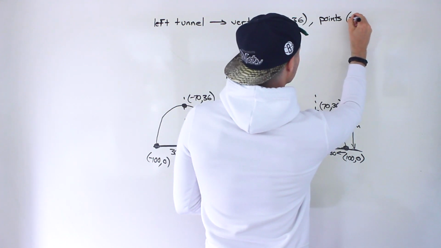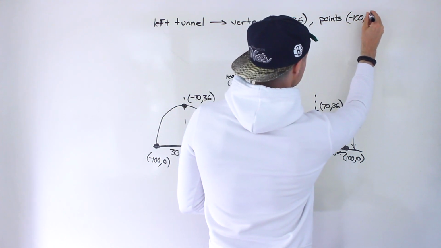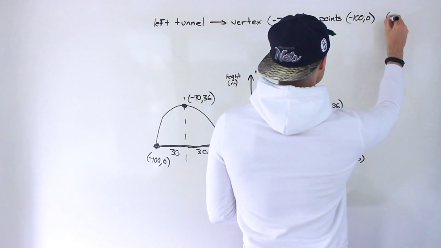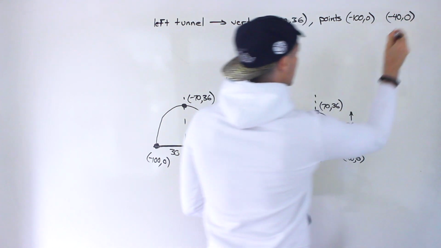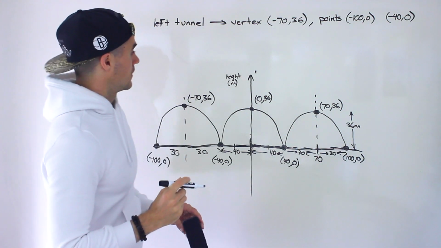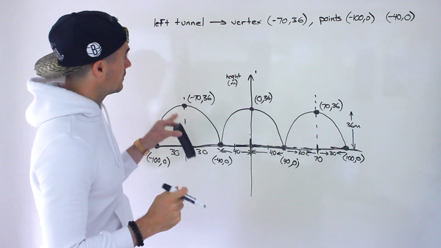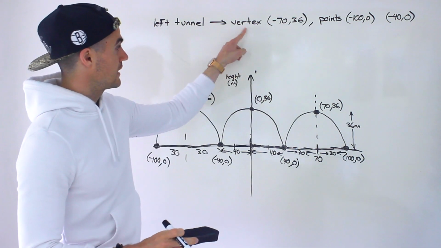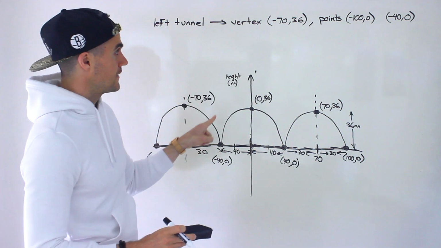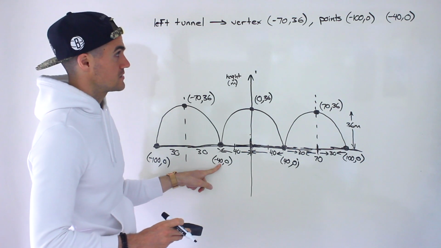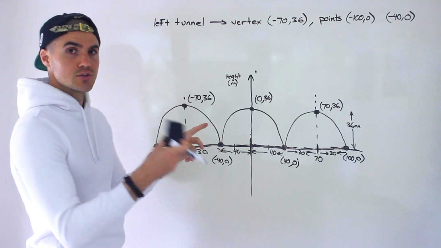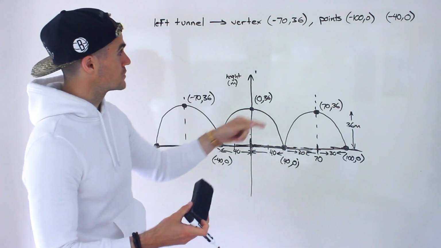So one of them is negative 100 and 0, and then the other point is negative 40 and 0. Right, so this parabola here has a vertex of negative 70 and 36, and then it also has points of negative 100 and 0, negative 40 and 0. And we're going to have to use one of them to solve for that a value in the vertex form.